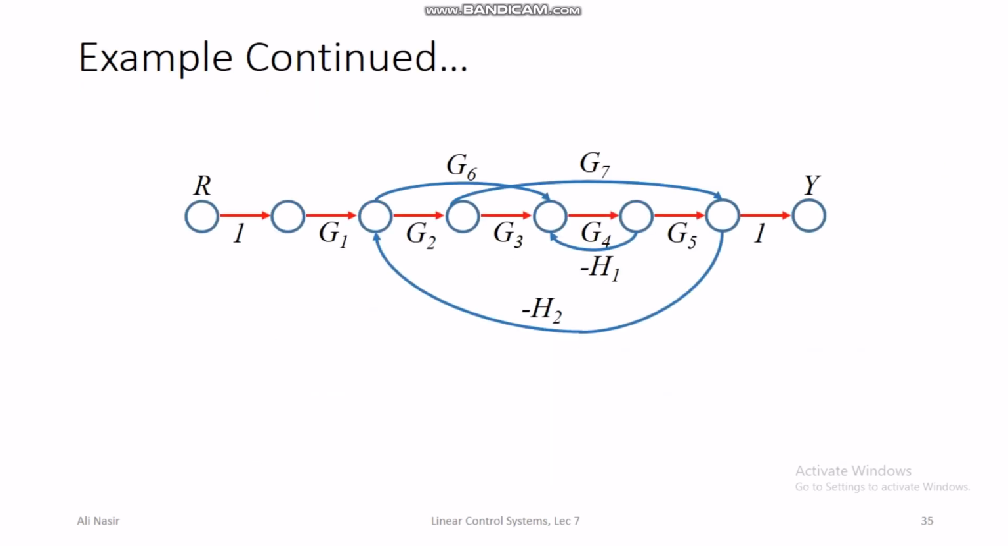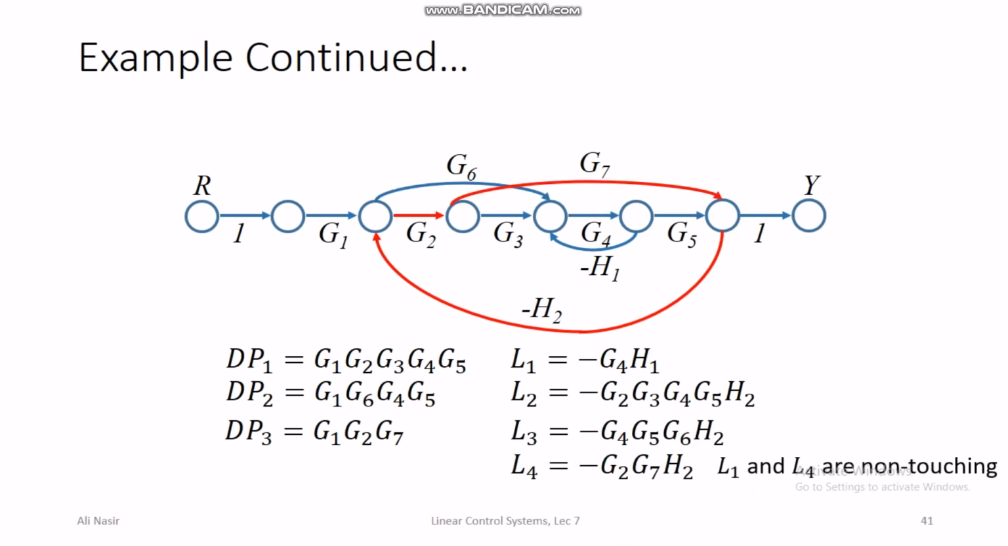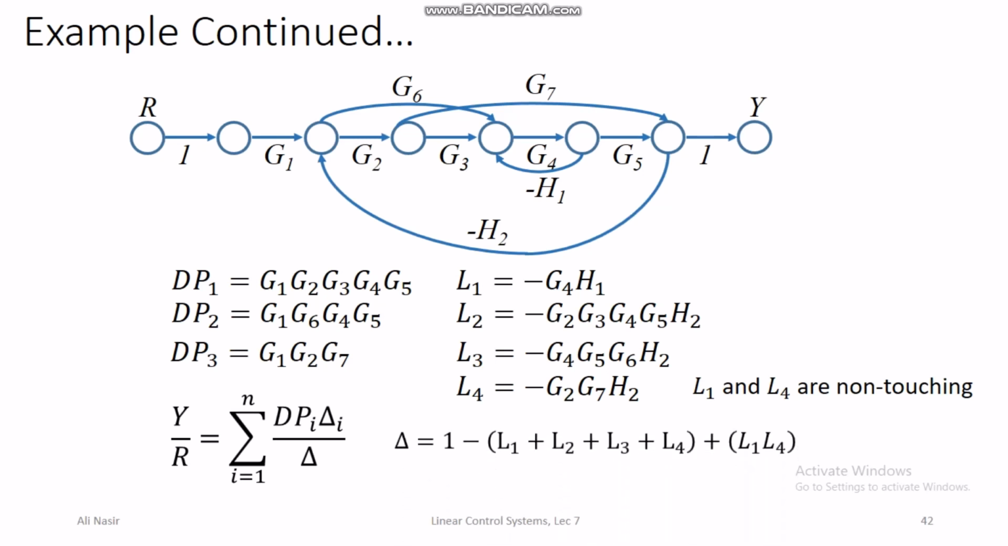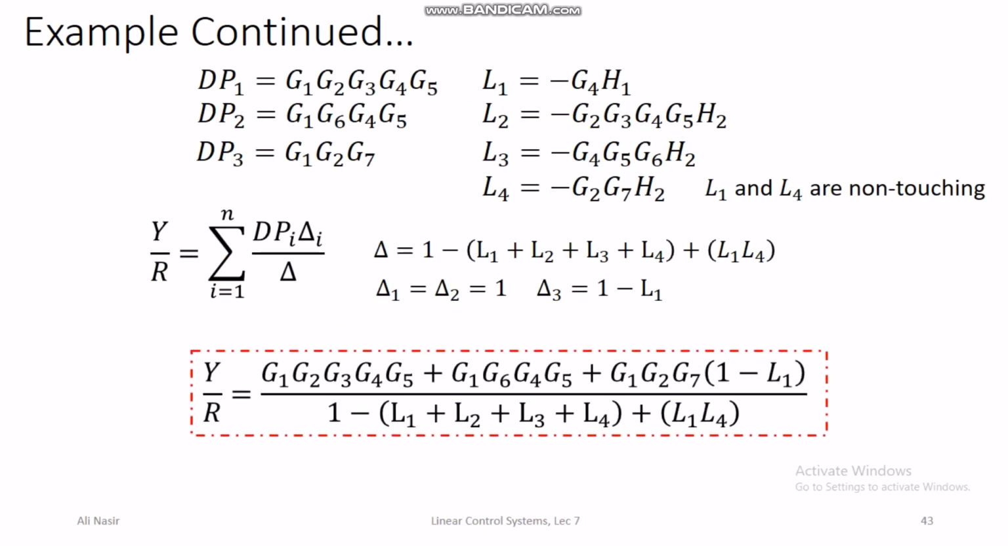Then we have this example. In this example we identified all the direct paths and we identified all the loops. There were 4 loops. 2 of the loops were non-touching. Then, according to Mason's rule, we find out delta 1, delta 2 and delta 3, and then we just write down the transfer function. So this is how we apply Mason's rule on any signal flow graph.